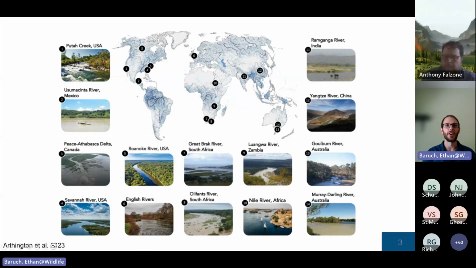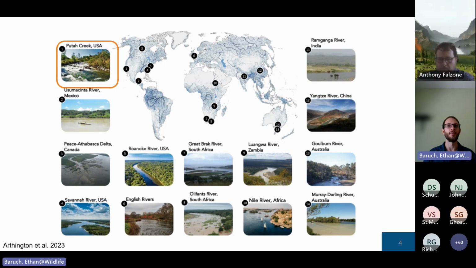So, we all know that environmental flow science has come a long way in recent decades, and there are now plenty of examples of environmental flows being implemented worldwide. However, there's actually very little evidence that implementing environmental flow regimes has led to significant positive outcomes for biodiversity. And one of the primary reasons for this is the lack of long-term environmental monitoring following the implementation of environmental flows.